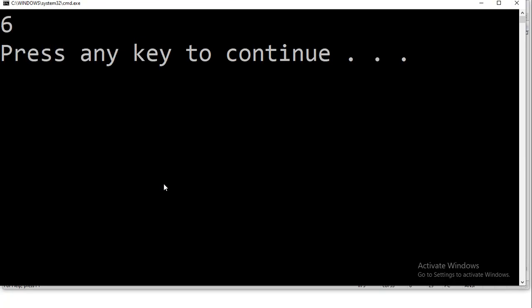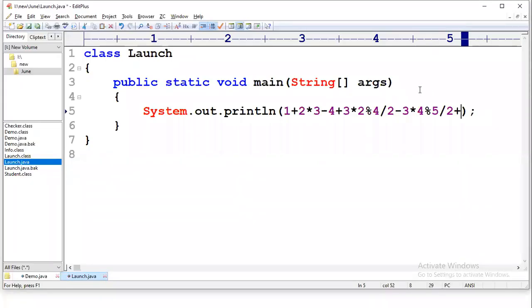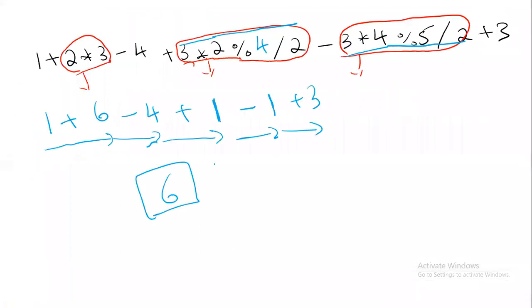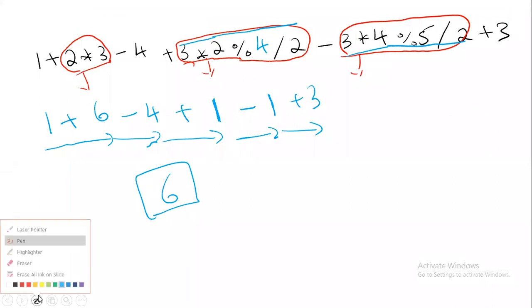Okay, now I would like to give one classwork for you. Right now I want you to solve this. Okay, let's see. I'll give one question right now. You guys can solve. Let's see whether you will get the proper answer or not.